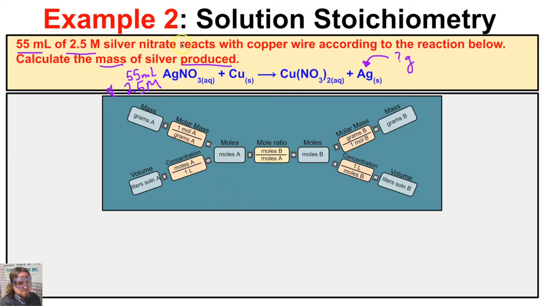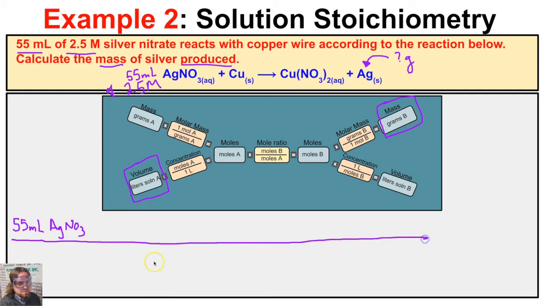So if we take a look, our starting stuff is this stuff right here, and we know the volume of our starting stuff, or our solution A, we will call it, and we want to figure out the mass in grams of substance B. And so we're going to start right here. We're going to work this little process all the way up to here. So we're starting off with 55 milliliters of AgNO3.